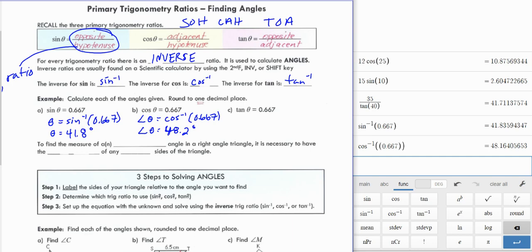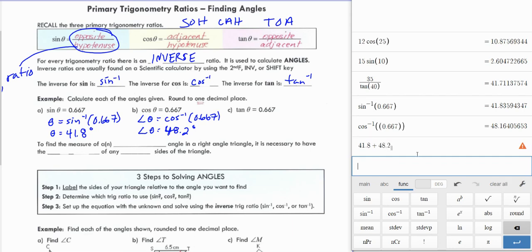Now, an interesting fact here is that these two, sine and cos, should add up to 90 degrees. I think you can do it in your head, but 41.8 plus 48.2. Oh yeah, 90. Okay, so good. I mean, you could do that in your head too, but okay.